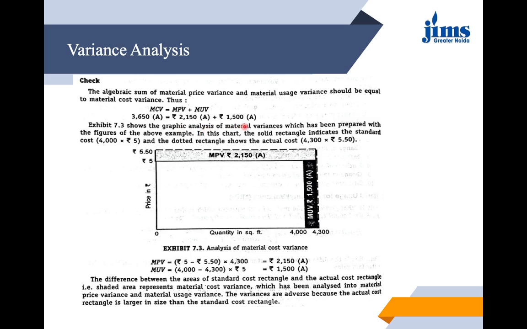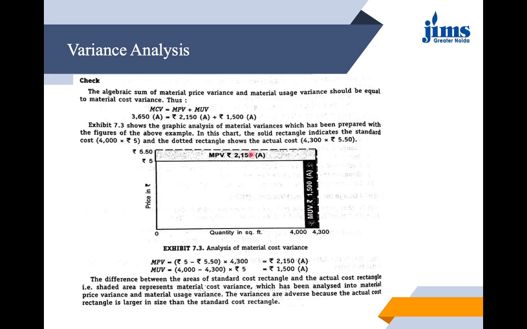Now let us see how this can be shown graphically, like the analysis of material variances which have been prepared with the figures in the example that we have studied. In this chart, the solid rectangle indicates the cost, that is 4,000. You can see from 0 to 4,000, 4,000 into 5.50. Why? Because 0 to 5.50 till this. The dotted rectangle here shows a further 300 into 5.5.